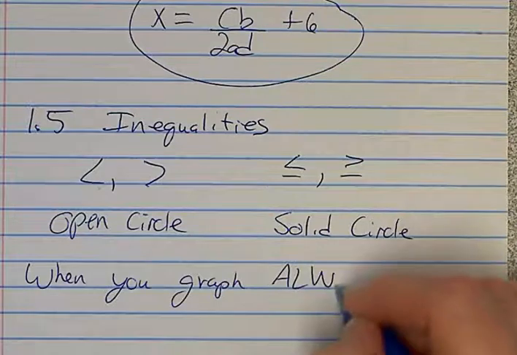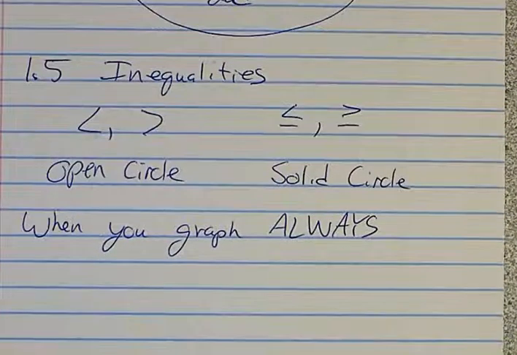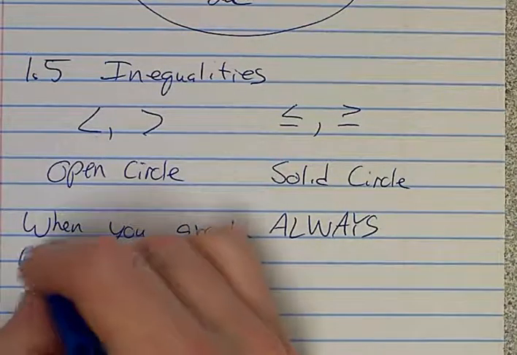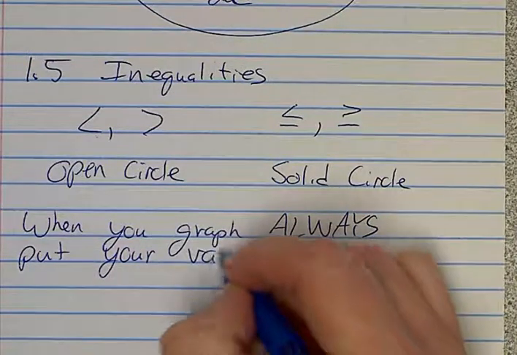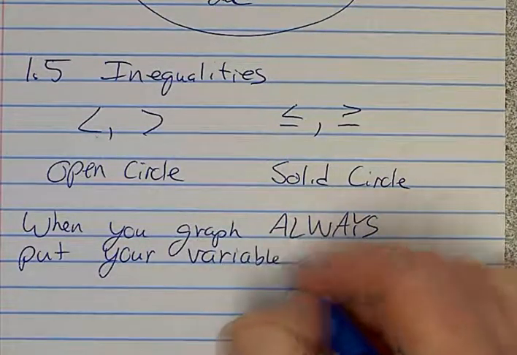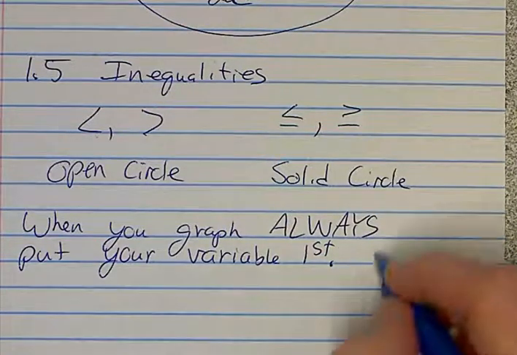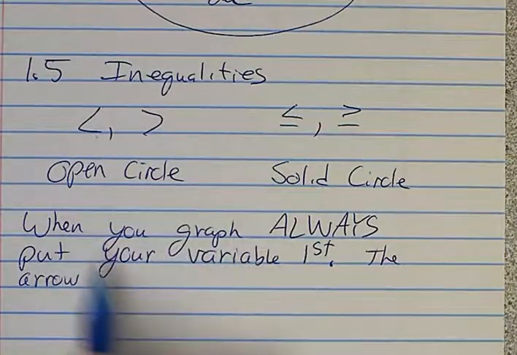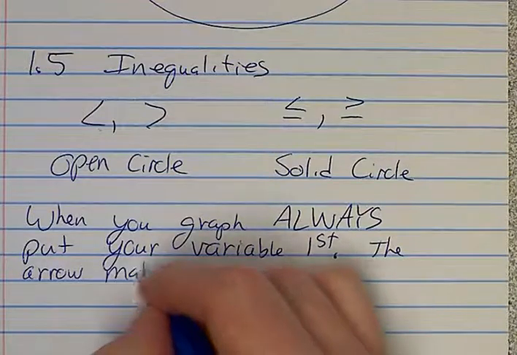And when you get ready to graph these, because you're going to have to graph some of these when we're going through this one, when you graph it, always put your variable first. Because if you do that, the arrow that you have here with your less than and your greater than, the arrow matches the direction you should shade.